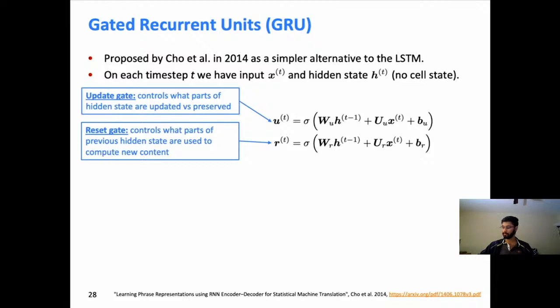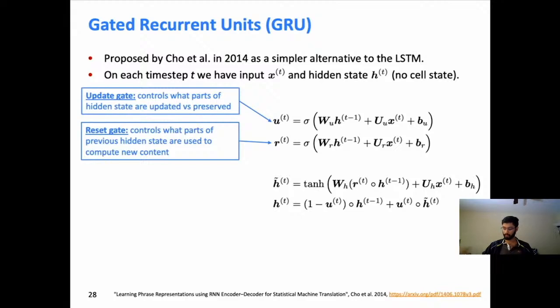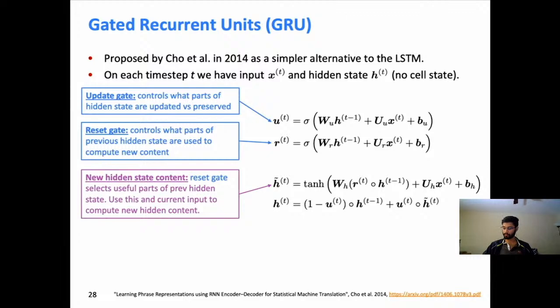Okay, so here's how those gates get used. h tilde here, you can think of it as the new hidden state content. And what's going on in that equation is that we're applying the reset gate to the previous hidden state, h_{t-1}, and then putting all of that through some linear transformations and a tanh. And then this gives us the new content which we want to write to the hidden cell.